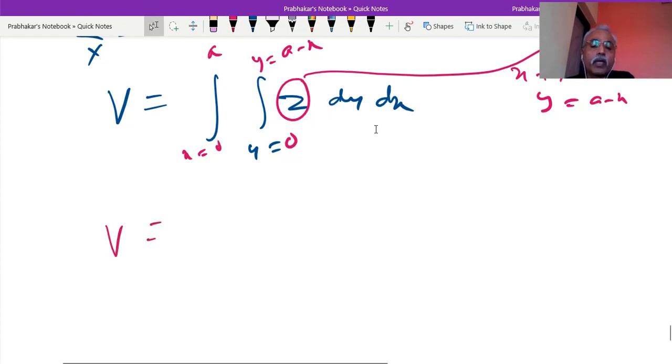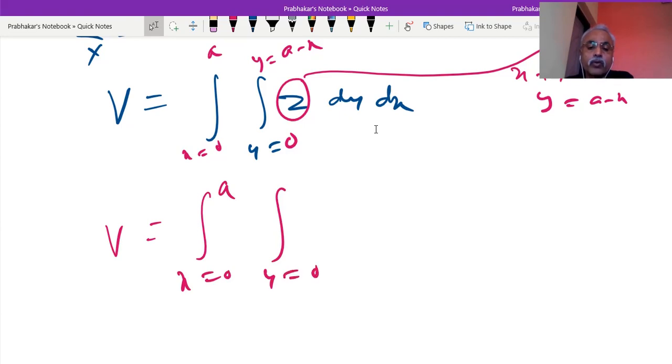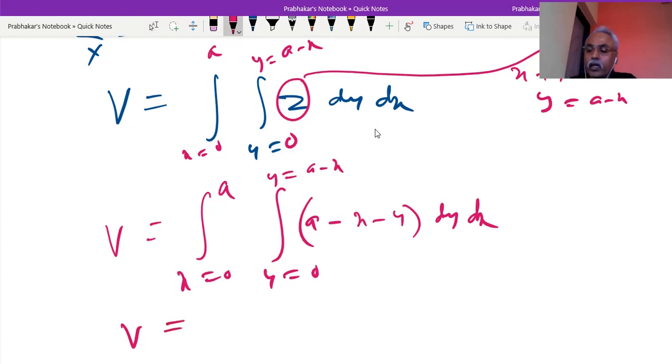So it is not 2 times, 3 times, it is directly you are finding volume. x = 0 to a, y = 0 to y = a minus x, (a minus x minus y) dy dx. Which integrating you will get a cube by 6.